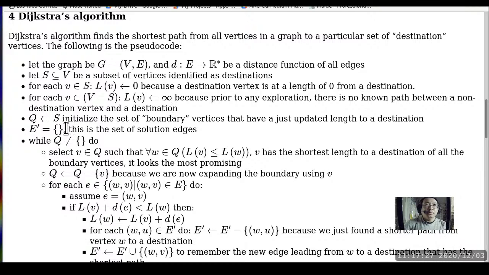And then the next line initializes set Q to be the set S. In other words, we're starting with the set of all the destination vertices, and we'll work our way back to all of the other vertices. This is really cool because you don't even have to know where you are. There's no single starting point. This particular algorithm will find the shortest path from every single vertex in V to a destination that is closest to it.